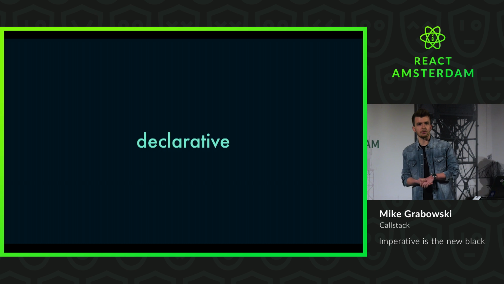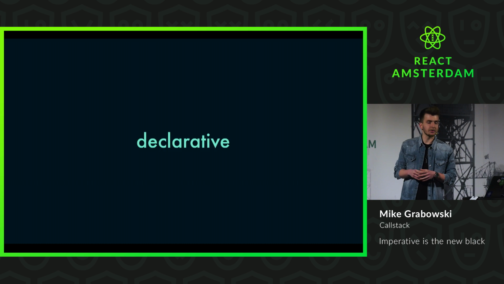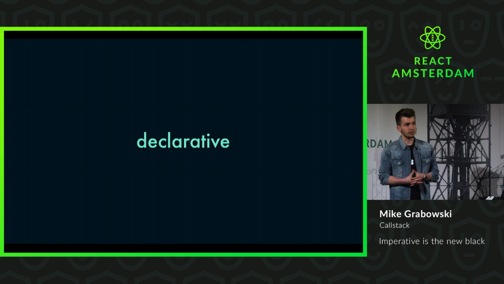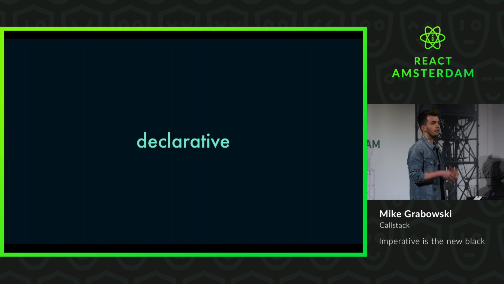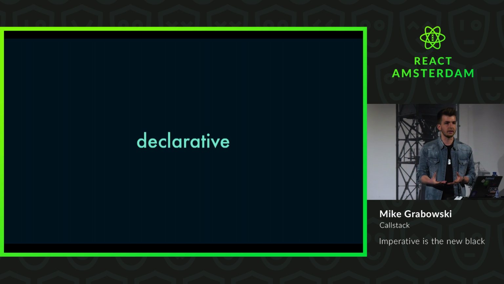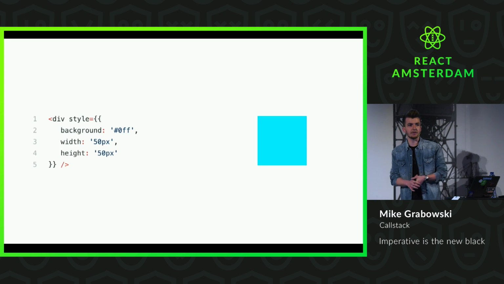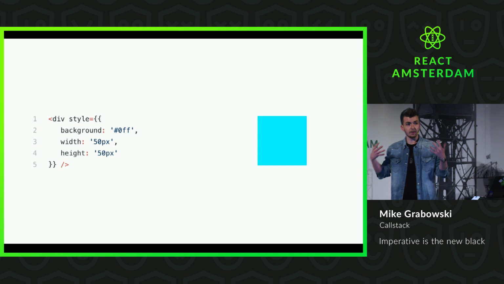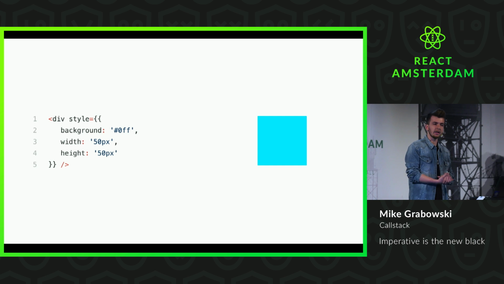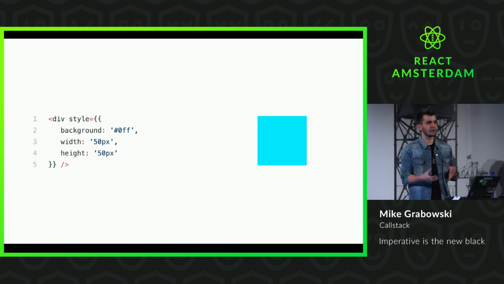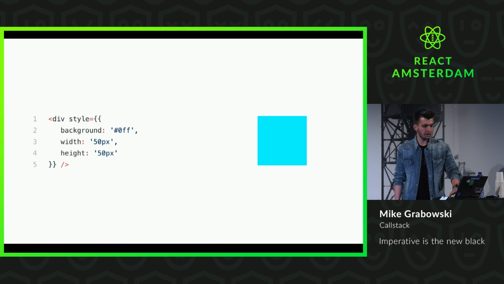With the declarative approach, on the other hand, you describe how you want your container to look, and you don't think of how it's going to be painted on screen. In our case, that could be React, for instance, where we describe our hierarchy in the render method, and we expect the framework to take care of that.